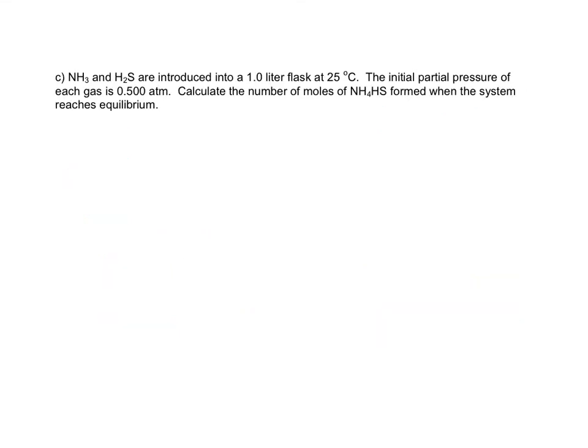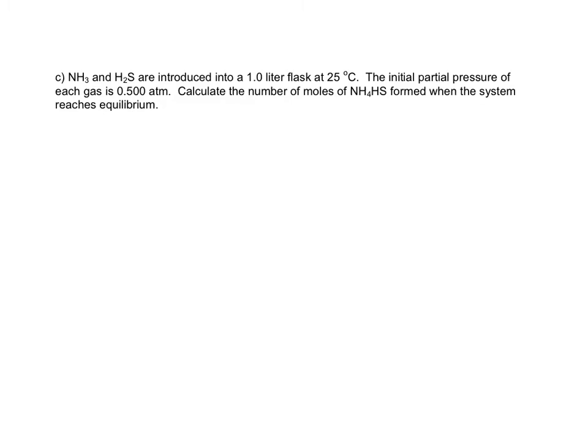Okay, let's look at part C. It says NH3 and H2S are introduced into a 1 liter flask at 25 Celsius. So this is a separate reaction. Or I should say it's the same reaction, but it's a separate vessel. It's a separate experiment now. So in this case, actually, my reactants are NH3 and H2S. I'm putting them together. And so they're going to form NH4HS. So it's kind of the reverse reaction, basically.